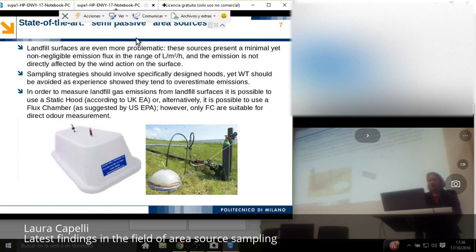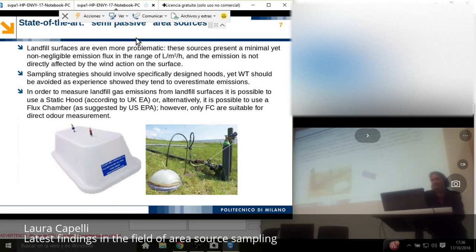Why should they not be considered as passive area sources? First, they have a minimal, yet not negligible, emission flux from the surface, in the range of liters per square meter per hour. But the main problem is that this emission is not directly affected by the wind speed over the surface itself, as is the case for passive area sources.